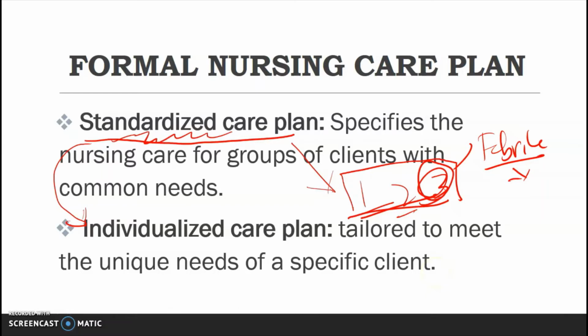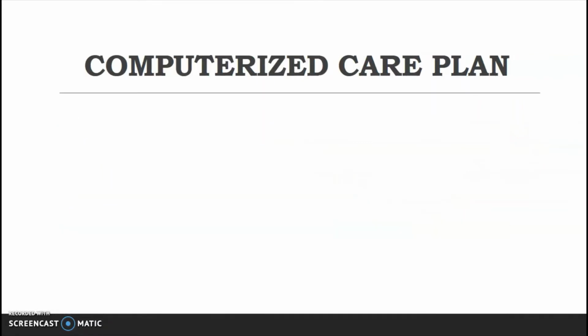So standardized is a written institutional policy or guidelines that we will be using for a particular age group that the care plan is actually trying to meet. Okay, while an individualized care plan is anything that may arise in a particular patient of that particular group that is not present with the other members of the group. So ito yung gagamitin natin, your individualized care plan. Okay, so that is a formal nursing care plan as one of the care plan types that we have. So under that we have your standardized care plan and your individualized care plan.